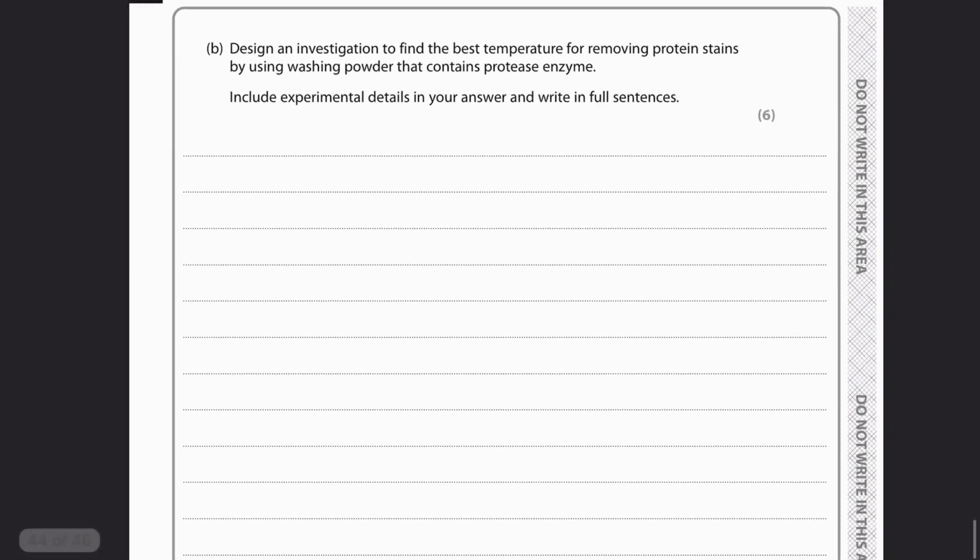All right, part B says, design an investigation to find the best temperature for removing protein stains by using washing powder that contains protease enzyme. Include experimental details in your answer and write in full sentences. So when I'm reading this question, the first thing is I've got to know my independent variable and my dependent variable. My independent variable is the temperature. That is what I'm changing.